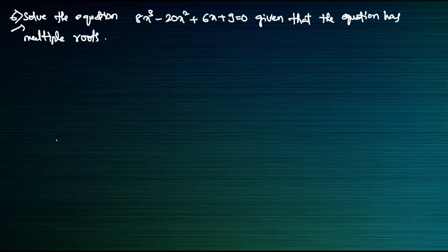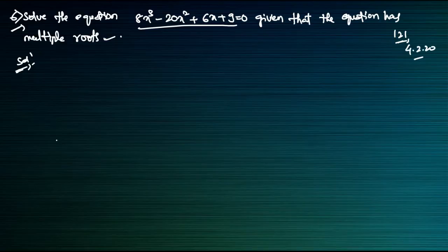This question says: solve the equation, given that the equation has multiple roots. For the solution, you have to go to the textbook, page 121, example 4.2.20. That example is the same as this question, so please follow that question also. It will be a very important question.